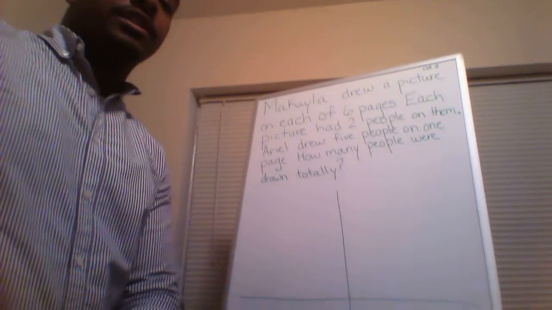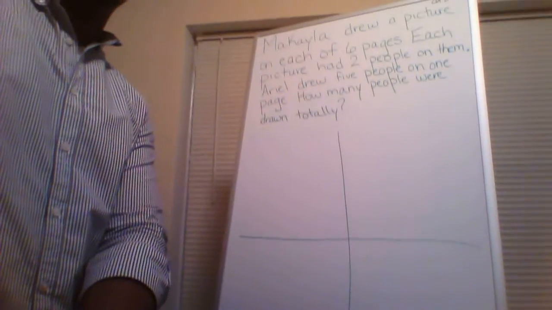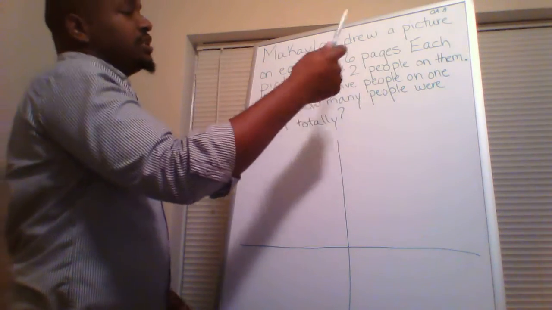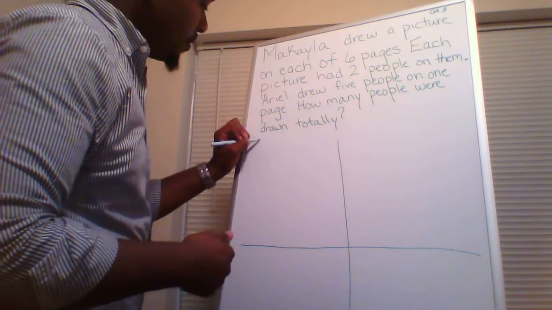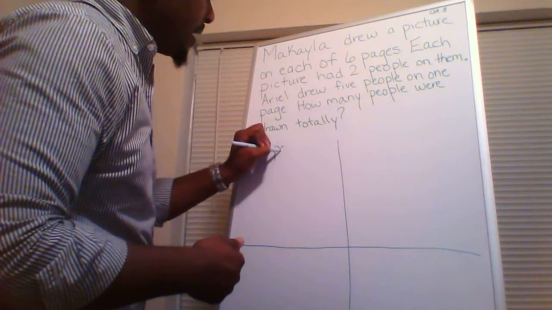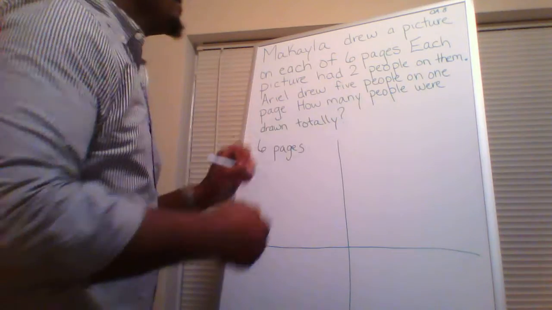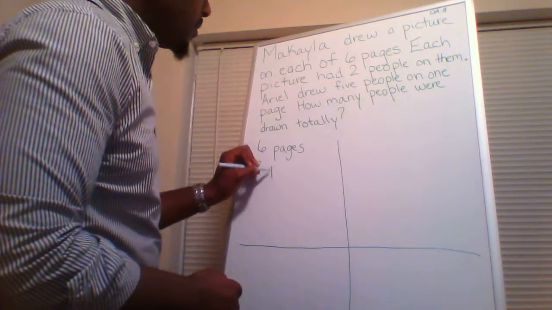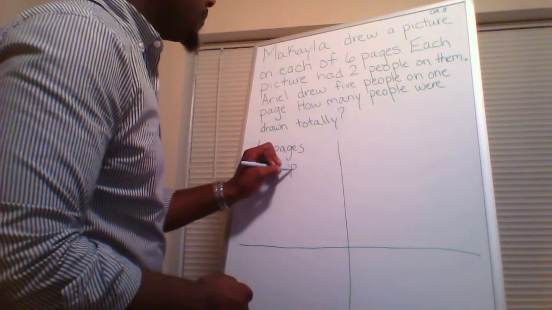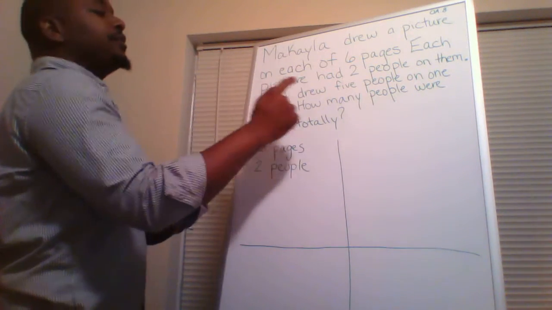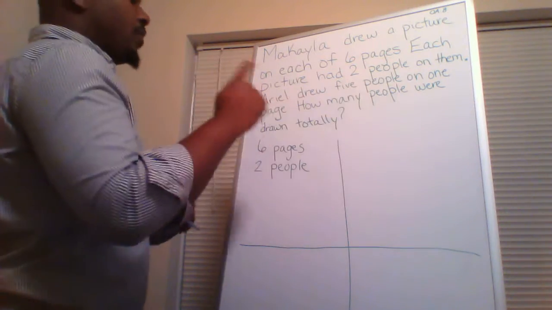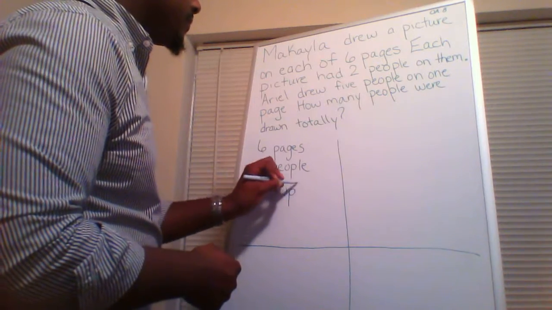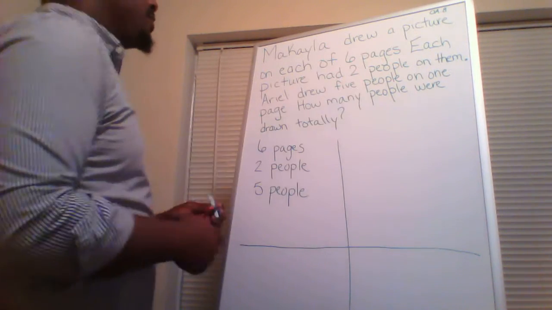All right, I'm going to shift this a little bit here so you all can focus on this right now. It says Michaela drew a picture on each of 6 pages. I'm going to write 6 for the number of pages that we have. Then each picture had 2 people on them. 2 people. Ariel drew 5 people on 1 page. 5 people. How many people were drawn totally?